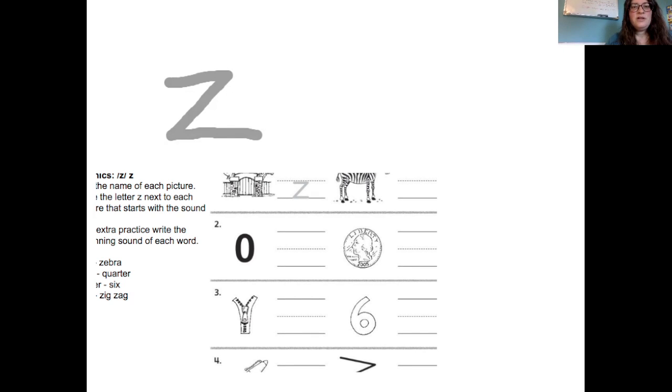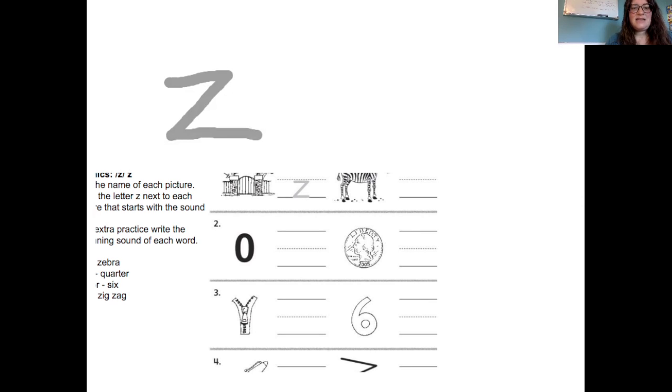Now, if you're looking at your paper here, we have a couple of those same things. There's the zoo. There's the zebra. There's a little line, little line, little line. And when you're practicing writing these zigzaggy lines for Z, do your best handwriting and go slow and careful.